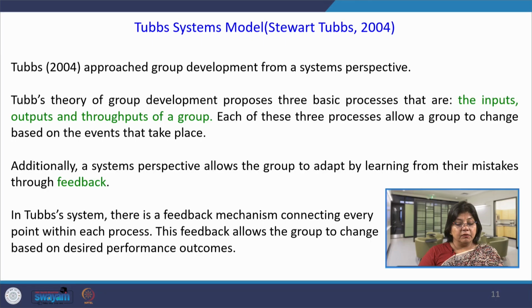So, in TUP system there is a feedback mechanism connecting every point within each process, and this feedback allows the group to change based on desired performance outcome. So, there is a chance of changes in the functions of the group based on the feedback.